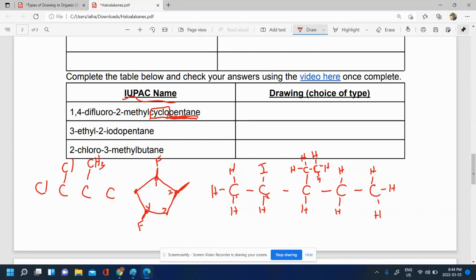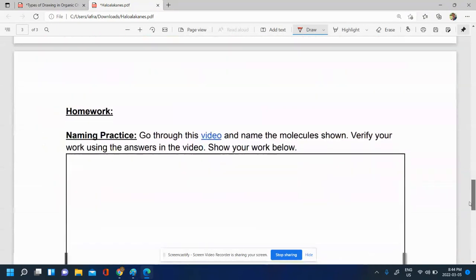And I'm going to make them condensed: CH3, H here because there's already 3 bonds from the 2 from the carbon, 1 from the chlorine. H here because there's 3 bonds from all the carbons, and then H3 here. And there we have our condensed formula for 2-chloro-3-methylbutane.